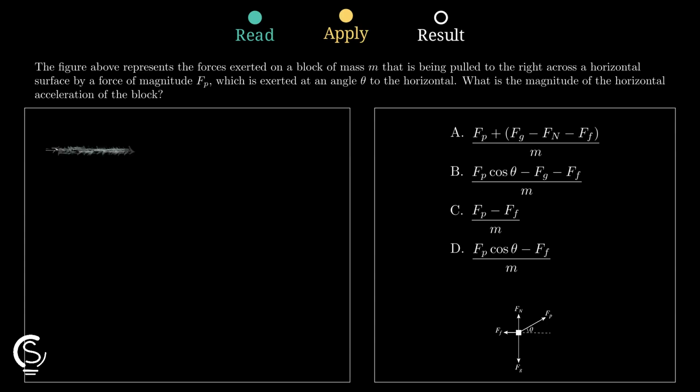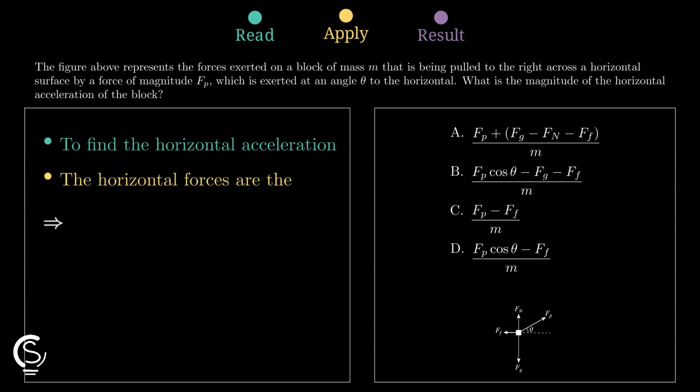Next, we subtract the friction force from that horizontal pulling component to find the net force. Newton's second law tells us that this net force must equal mass times the acceleration. Divide net force by mass to solve for acceleration. This leads directly to the correct expression in option D.